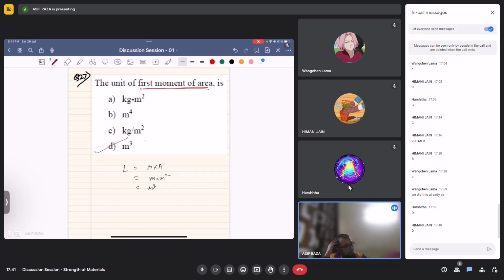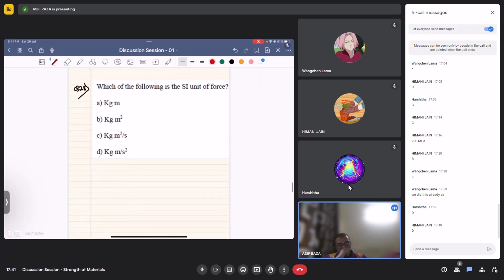So I think Wang Chen, you can see the difference here. This is the first moment of area, not the second moment of area. Second moment of area had the unit as meter to the power 4.